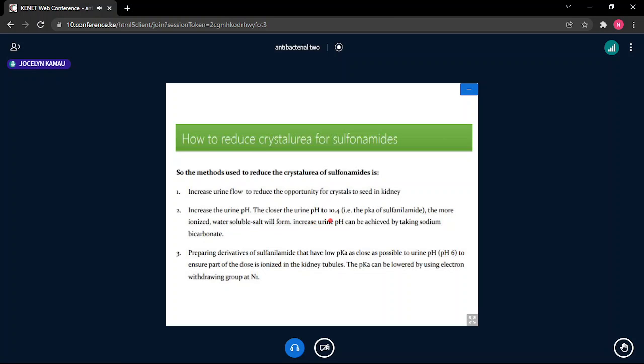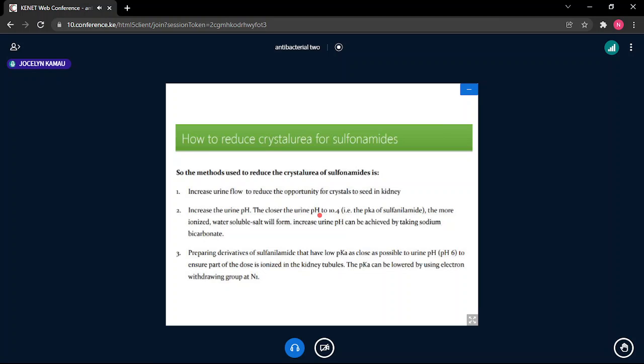The closer the urine pH is to 10.4, of course 10.4 we have said is the pKa of sulfanilamide, please do remember that when the pH equals the pKa, then you find that your drug is 50% ionized. 50% ionized is good enough. And that's why we are saying we could make the pH approach the pKa of sulfanilamide, which we have said is 10.4.